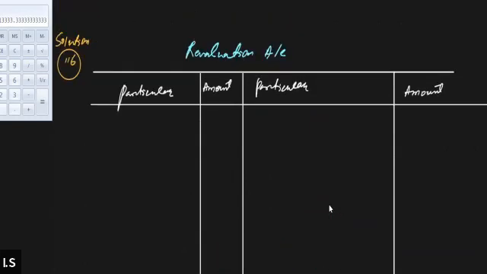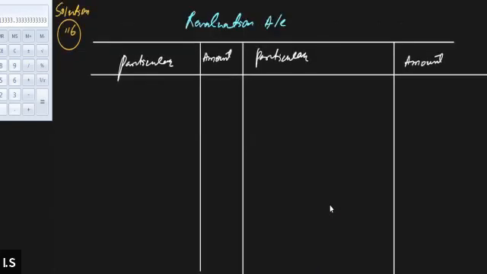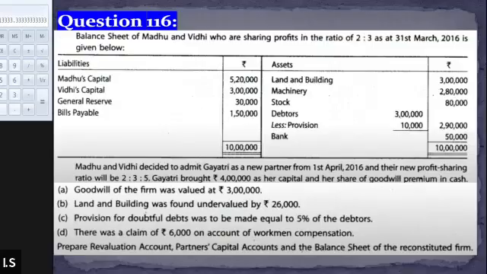So let's start with the revaluation account, right? Is everybody able to recall the different formats now? Yes, sir. Okay. So see, the first information in the question is regarding the goodwill of the firm, right? So let's first treat the value of the goodwill. The goodwill of the firm was valued at 3 lakh. Since it is the self-valued goodwill, we need to find out the new partner's share in the goodwill, right?